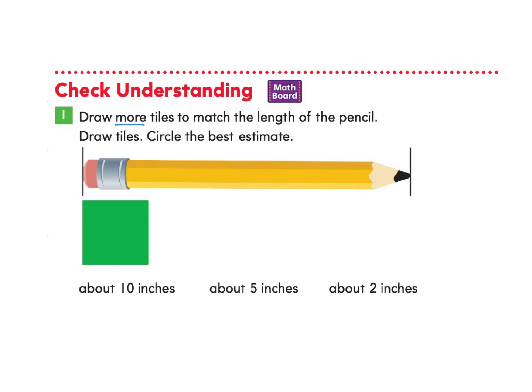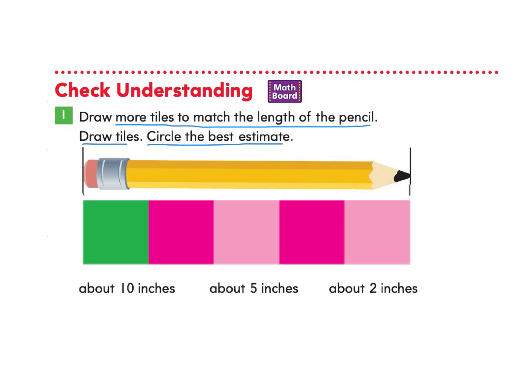Draw more tiles to match the length of the pencil. Draw the tiles and then circle the best estimate. If you would like to pause and try this on your own, you may do so, or you can follow along with me. So the first thing I'm going to do is draw out more tiles to match the length of the pencil. I have drawn 1, 2, 3, 4, 5.